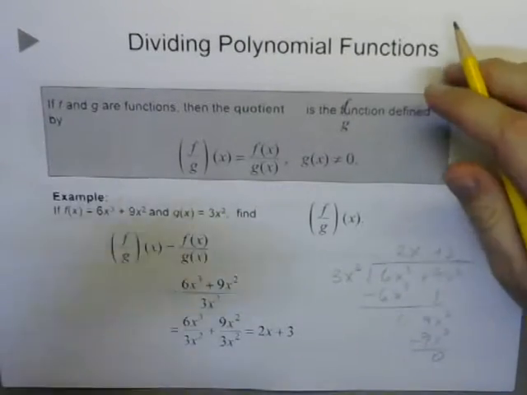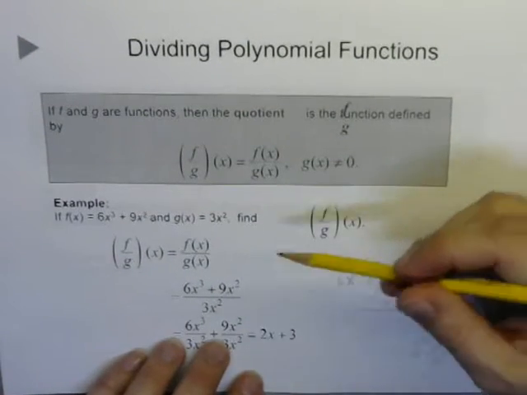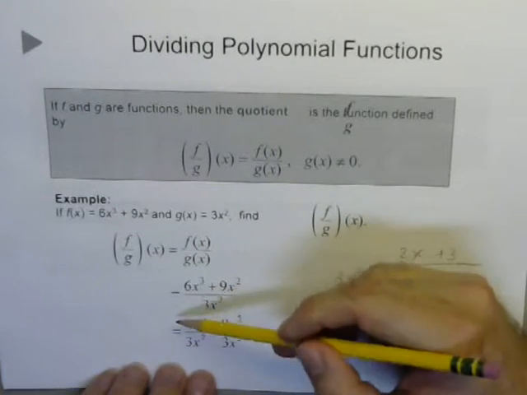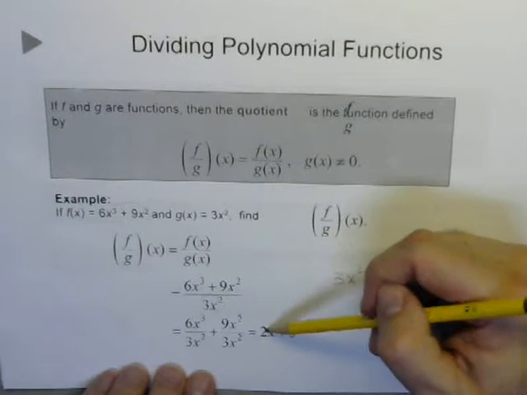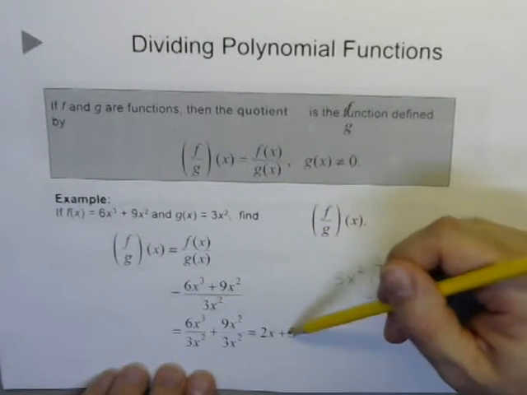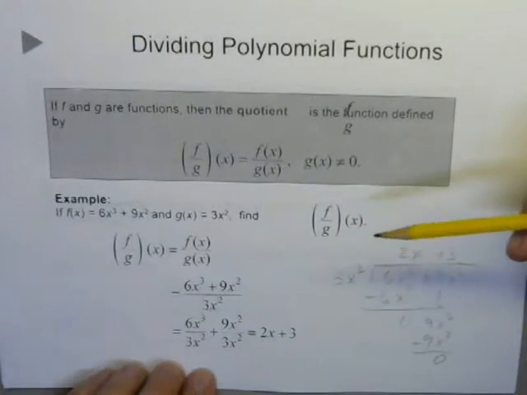So you can get the right answer by doing long division, but remember, if the thing on the bottom is a monomial, it's probably faster to just do it this way and then just reduce, right? 3 goes into 6 twice, x cubed divided by x squared is x. Here, 9 divided by 3 is 3, and x squared divided by x squared is just 1.